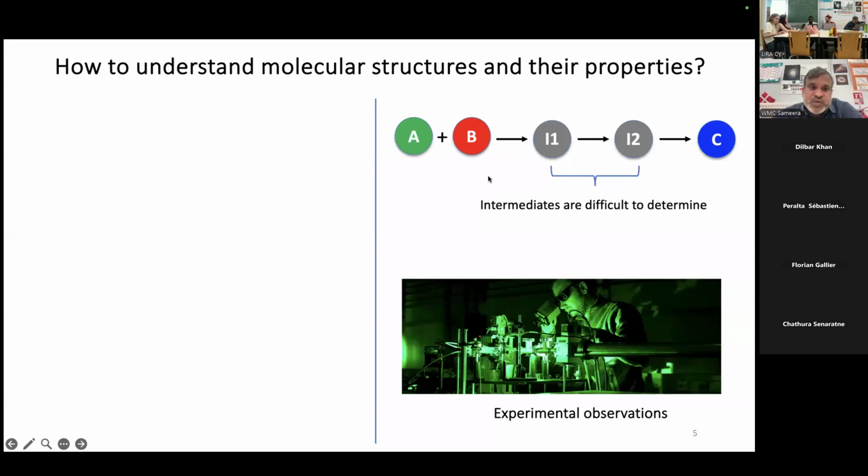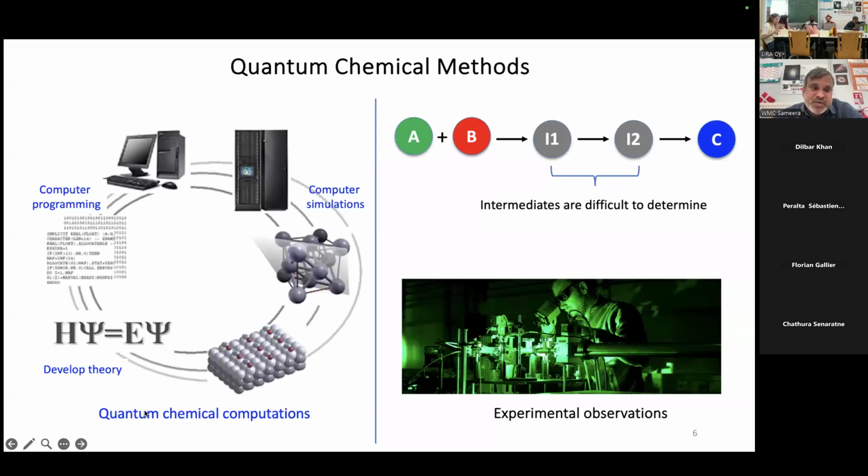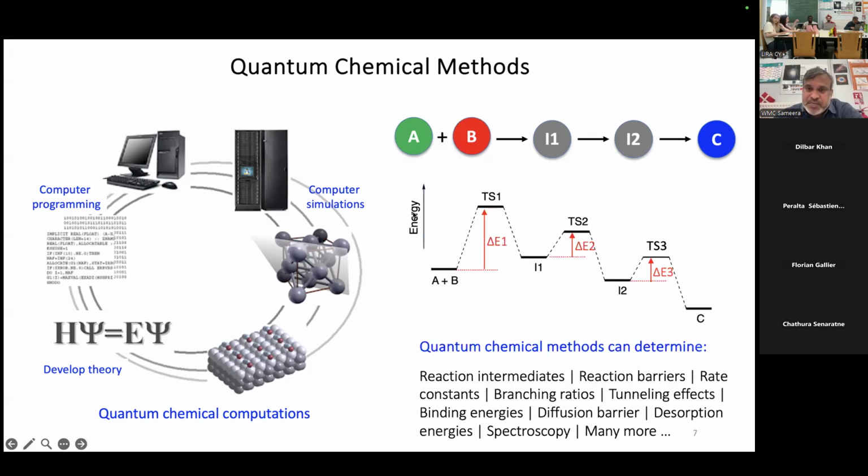So one option is to use computational methods, using quantum chemical computations. We use quantum mechanics, and we solve the differential equation. This is the Schrödinger equation, and we can use supercomputers or personal computers to solve these complex differential equations, and then you can really figure out what's happening in between here. So it is very nice.